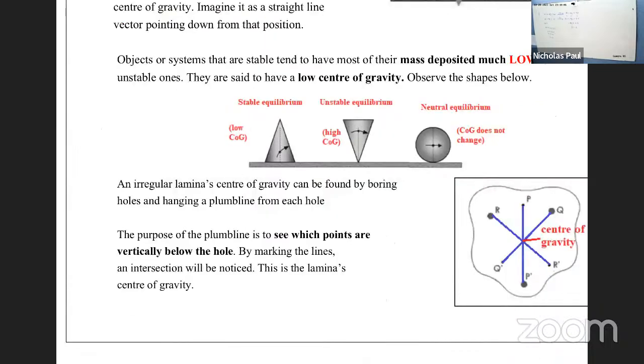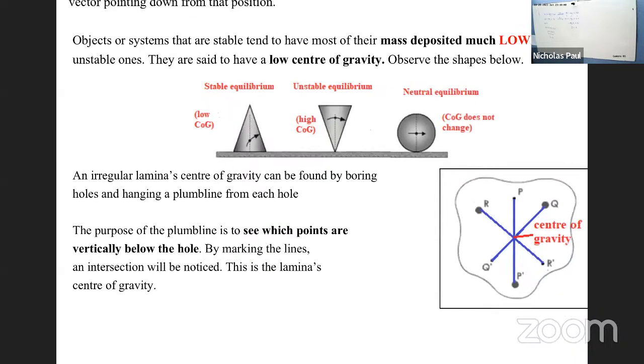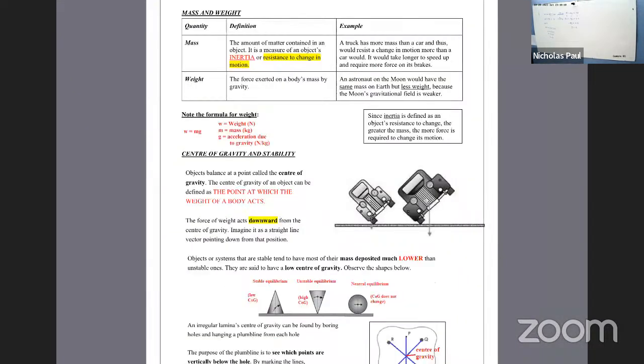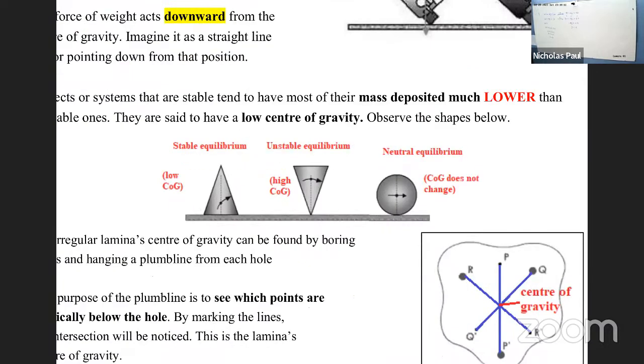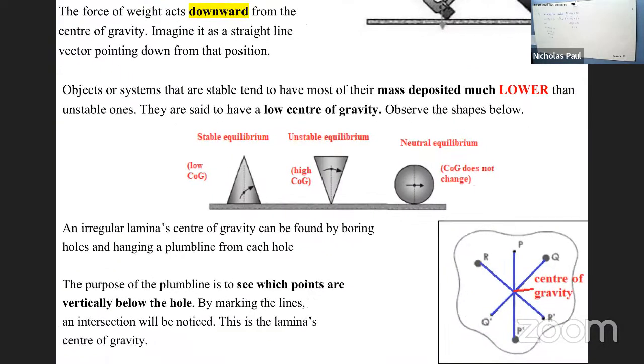Something that we didn't talk about is type of equilibrium. So if you look here, you'll notice you have three types of equilibrium. You have stable equilibrium, unstable equilibrium, and neutral equilibrium. So basically what it's saying here is that if you displace those objects, if you apply a force there, they will display either one of those equilibriums.